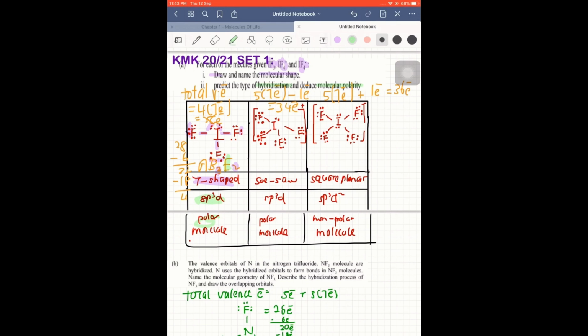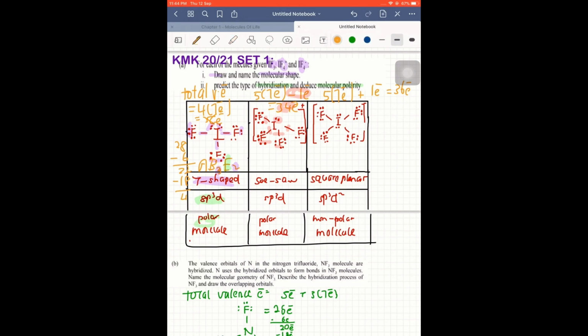Clear? Okay. So for IF4 plus, we can see the valence electron count is 34. We need to be aware of the positive sign, because it means that we need to lose 1 electron. Same process: we minus the bonding first, then fill up the terminal atoms, and then add the excess to the iodine, the central atom.